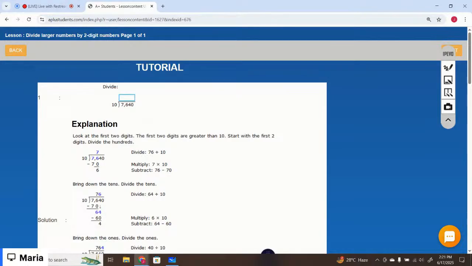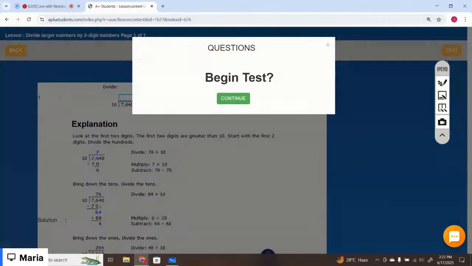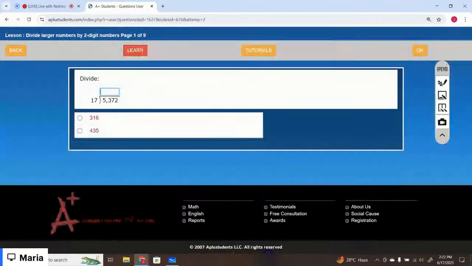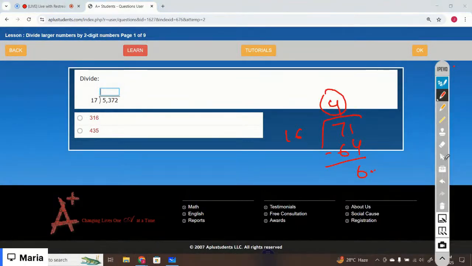So 7,640 divided by 10. Let's just start with the test question that they have already solved. 5,370 divided by 17. Start with the first one, right? 17 times 3 is 51. So 53 take away 51 is 2, 5 take away 5 is 0.